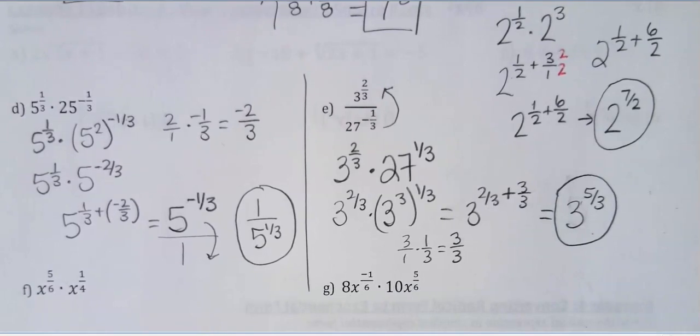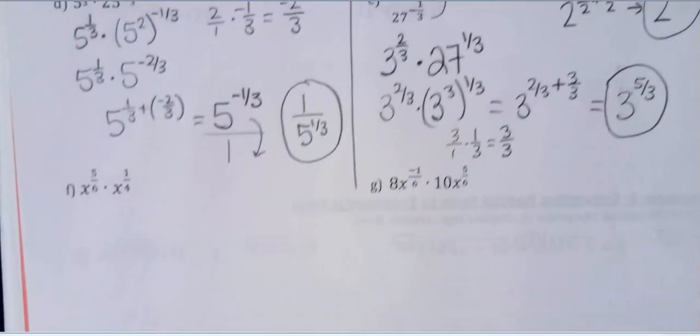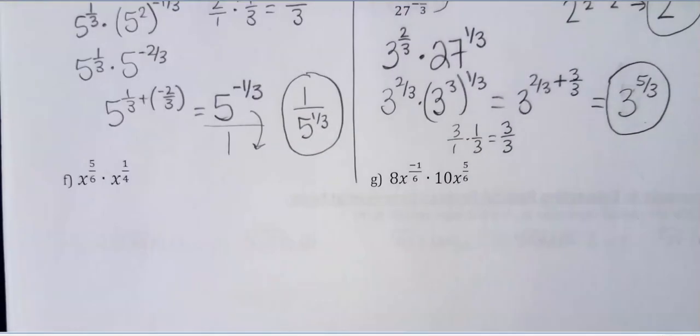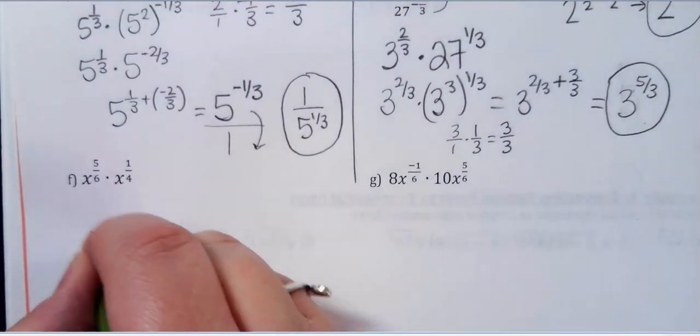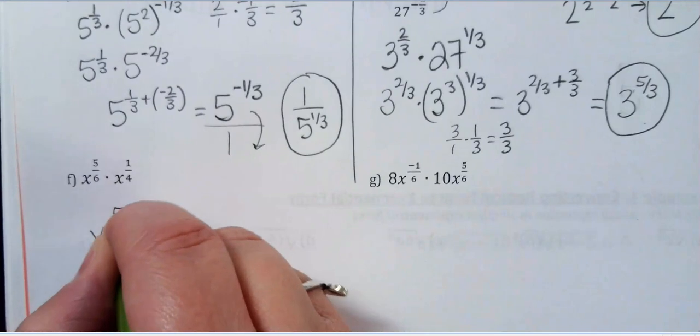I did a bunch of ones with numbers. Now we're just going to do a couple of variables real quick. Now, these are like bases. I don't have to create a like base. I have x and x. So if you multiply like bases, you're going to add exponents together.